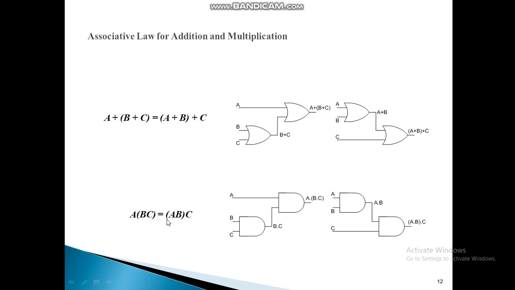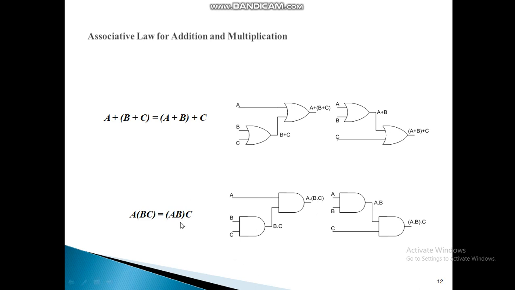Now the associative law with respect to multiplication. A into BC is equal to AB into C. First multiply B into C. Then we need an AND gate. The first AND gate is used here, B into C. Then the result of B into C is multiplied with the value of variable A. Then a second AND gate is used here, and the result is A into BC.